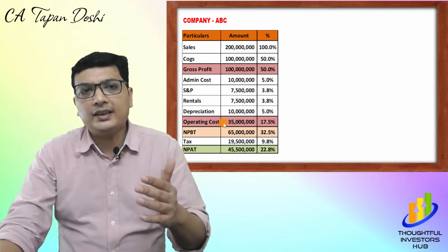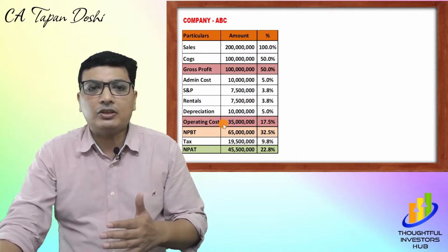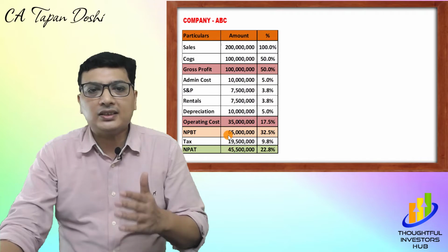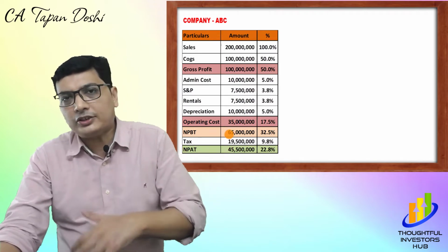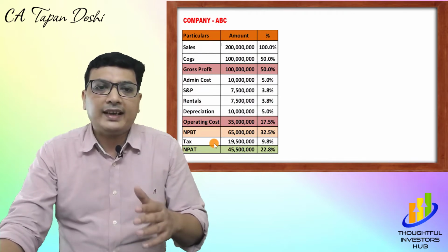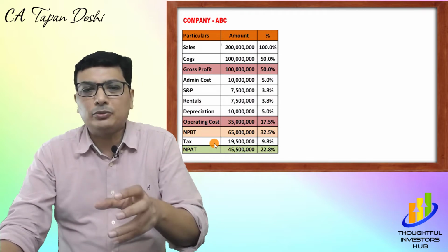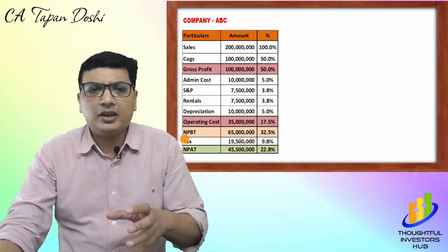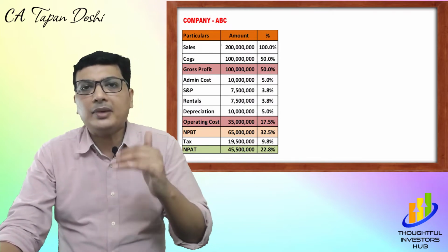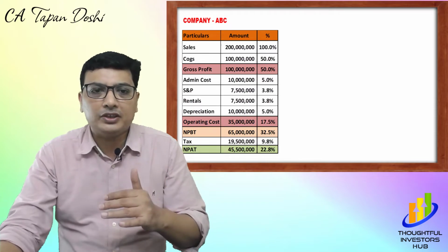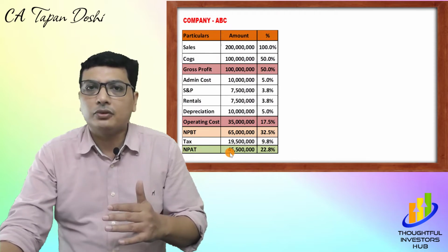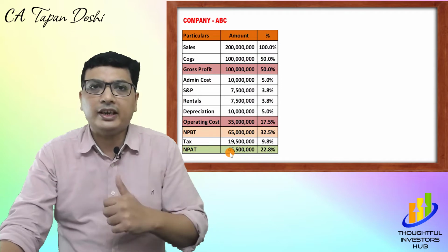Now, after deducting operating cost from gross profit, you get NPBT. What is NPBT? Net profit before tax. Net profit before tax is nothing but whatever profit you are getting before tax. So it is around 6 crores 50 lakhs rupees. And suppose we assume the tax is around 30%. So the tax will be around 1 crore 95 lakhs rupees. So what is NPAT? NPBT minus tax is NPAT, that is net profit after tax, which comes around 4 crore 55 lakhs, which is 22.8% of total sales. So this is our net profit after tax.